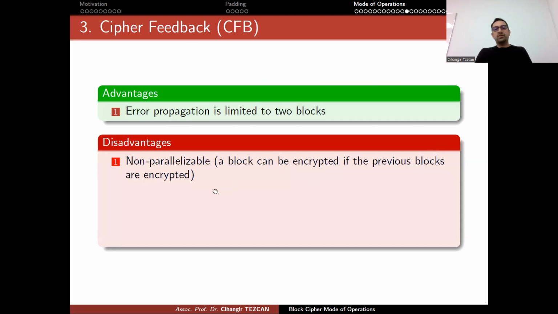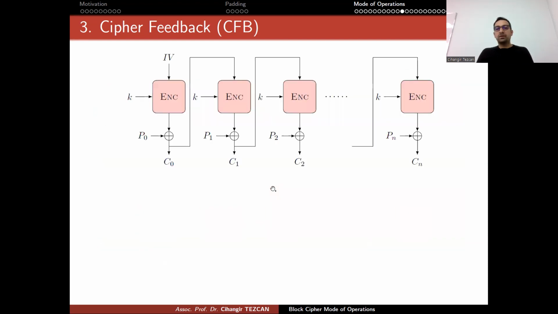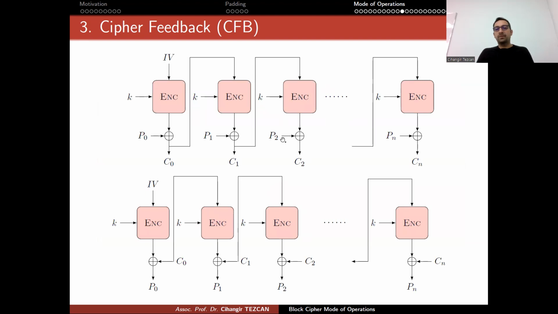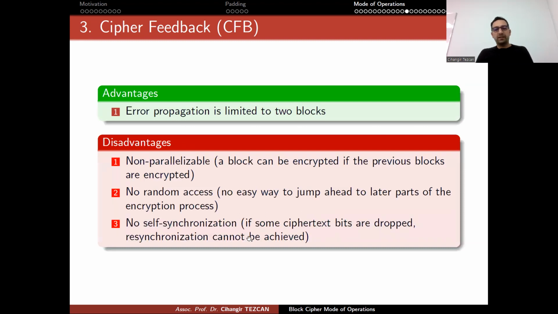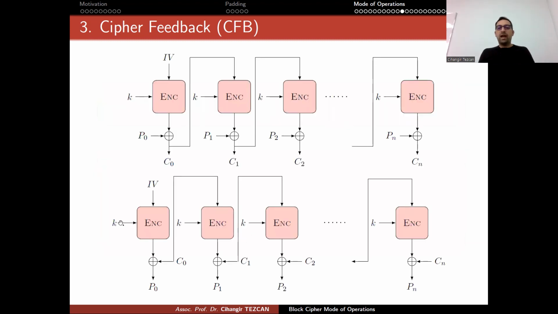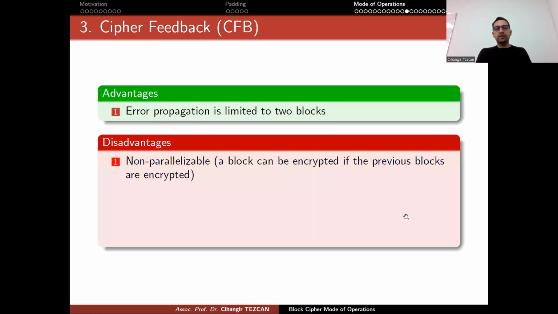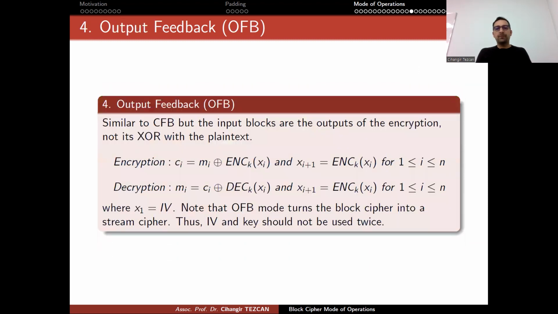Disadvantage, non-parallelizable. A block can be encrypted only if the previous blocks are encrypted. As you can see, I cannot encrypt P2 because I have to wait for all of these serial operations, okay? So we don't have random access and no self-synchronization. So this only helped me in the way that I don't have to implement the decryption operations, okay? So let's do this in a better way.